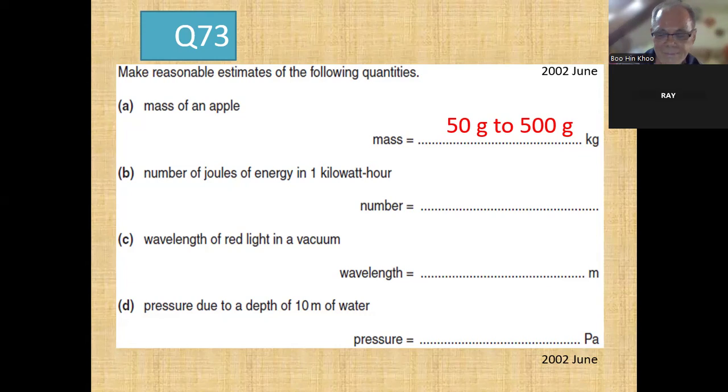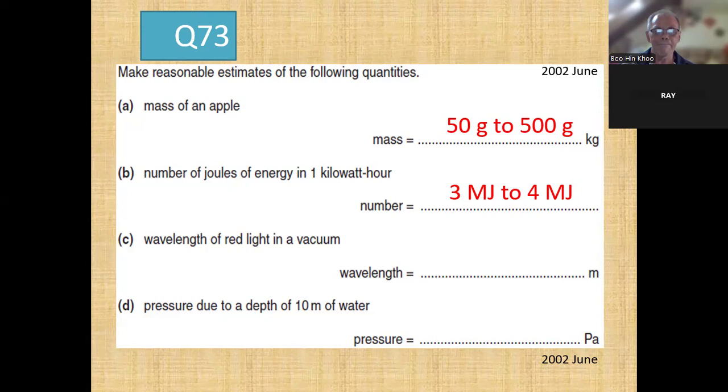1000? Nope. 3,000? I thought they said 4,000? You can work it out if you want. Kilowatt hour is 1,000 and 3,600. Change it to second, so that will give you joule. Wavelength of red light in vacuum.